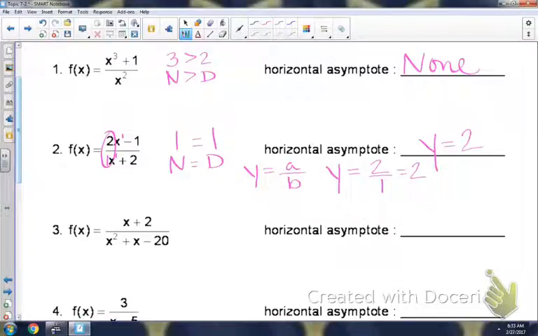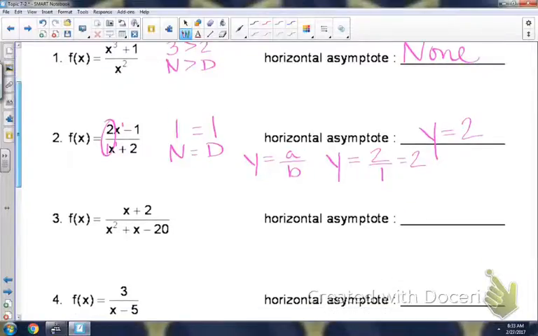Make sure on your horizontal asymptotes that you're writing y equals. You can't just write 2 there. We have to know that it's a horizontal line. So if the degrees are equal, you're just looking at those leading coefficients and dividing them. So it's the ratio of those leading coefficients.